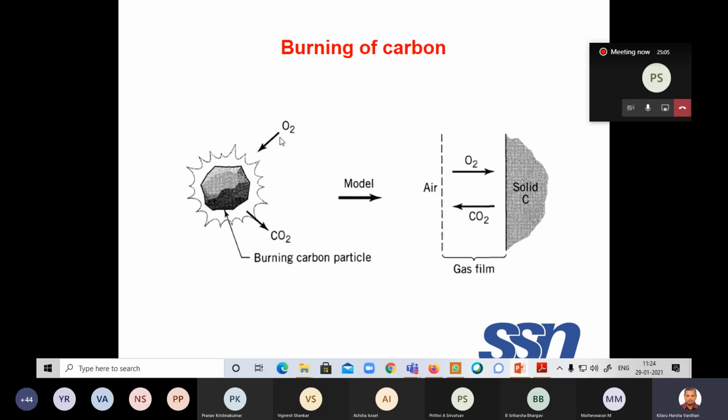Oxygen is present around it, so oxygen will be surrounding this particular solid. The oxygen molecule should go to this surface. That means it has to pass through this bulk. There will be one resistance here. So the oxygen molecule should pass through this bulk and then go to the solid surface.